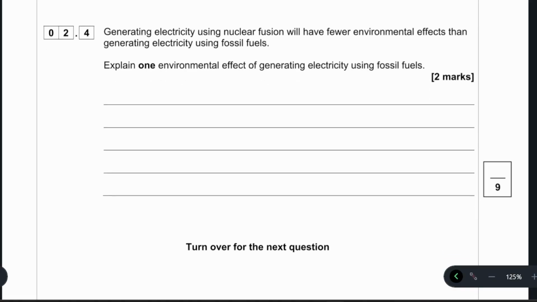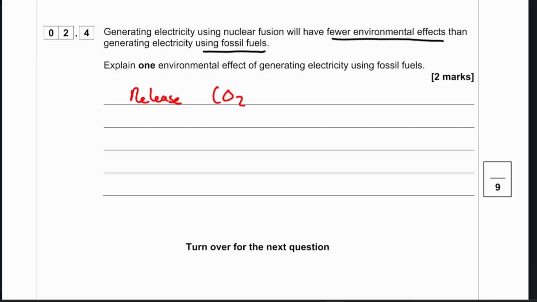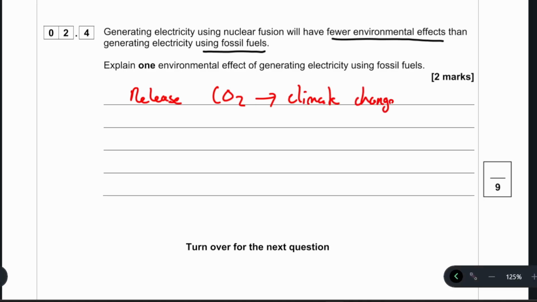Right, next part of the question then, we've got generating electricity using nuclear fusion will have fewer environmental effects than generating electricity using fossil fuels. And we want to explain one environmental effect of generating electricity using fossil fuels. Well, the first thing that you should really know about fossil fuels is that when you use them, they release CO2. Okay, so that's one environmental effect, but why is that a problem? Well, when you release CO2, this is what causes climate change, or more specifically, it causes global warming. Okay, so that's what you put for your 2 marks.